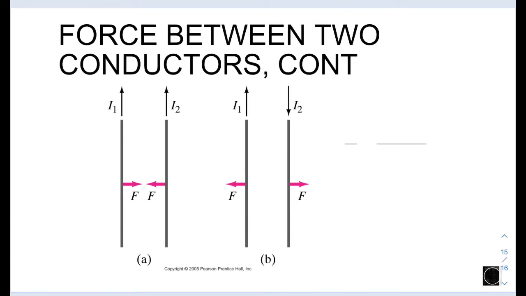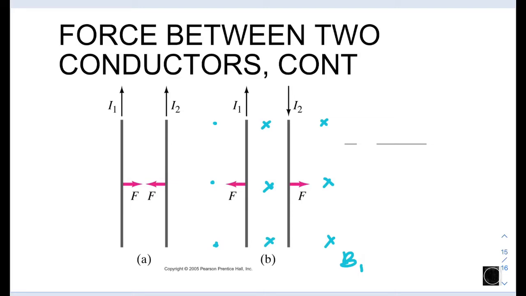Again, what you're going to do is sketch the B produced by each of the currents. Let's begin with B1 produced by I1. Using the grip rule, place your thumb along I1 to the top of the screen and grab wire 1. On the right side of wire 1, there will be B1 entering the screen, like this. On the left side of wire 1, B1 will be in this direction.